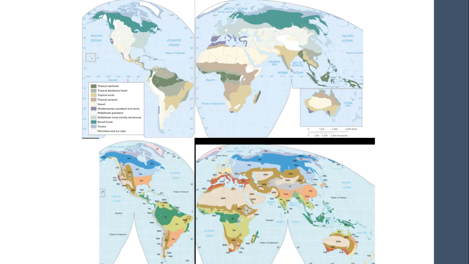And so if you look at a map here, here is a map of climate types, and here is a map of biomes, there's a lot of lining up, right? These biomes are very, very dependent upon these climate types.